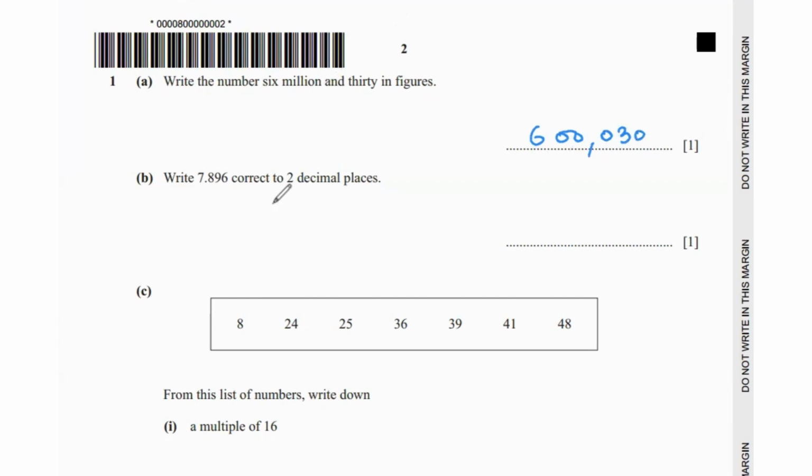Then it says write 7.896 correct to 2 decimal places. So the second decimal place is 9. So we round 9 based on the third decimal place, which is 6. Since it's bigger than 5, 9 gets rounded up. So 9 becomes a 10, which means we carry a 1 to 8. So 8 becomes a 9. So 7.90.